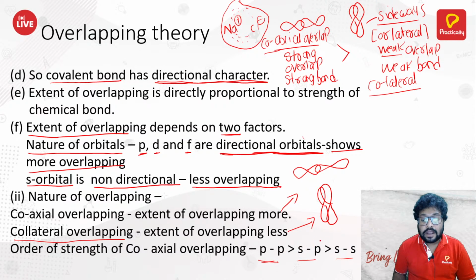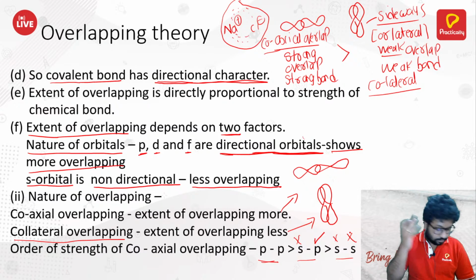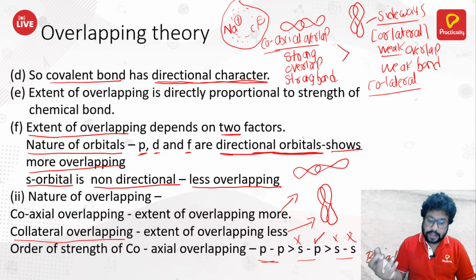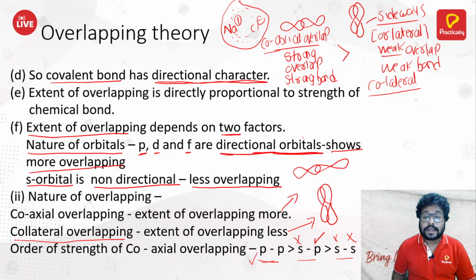Between S and P, only P is directional. S is non-directional. So overlapping is weaker than what it was in PP. As far as SS is concerned, for SS, both are non-directional. That is why the order of strength for coaxial overlapping is highest in PP, second number in SP and third number in SS. Okay, clear to you now?